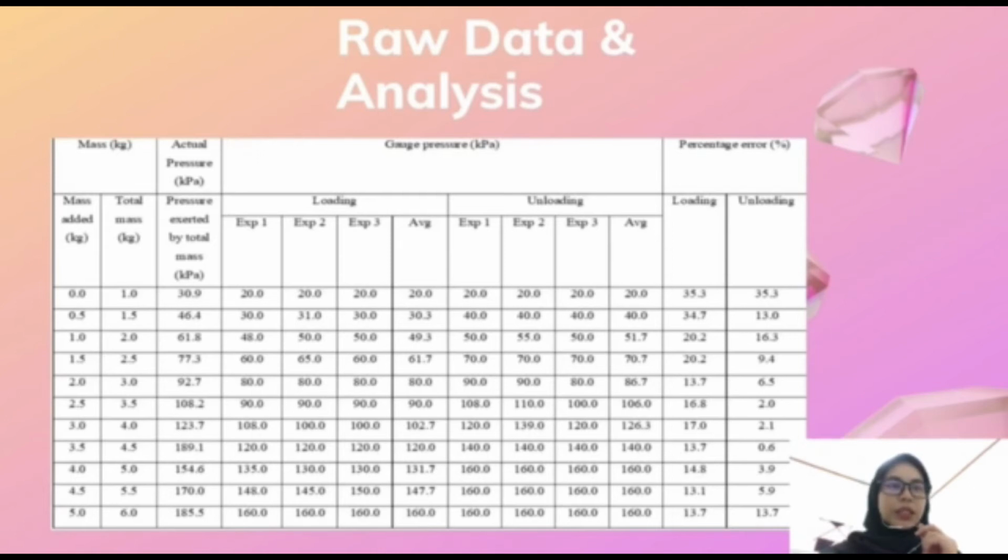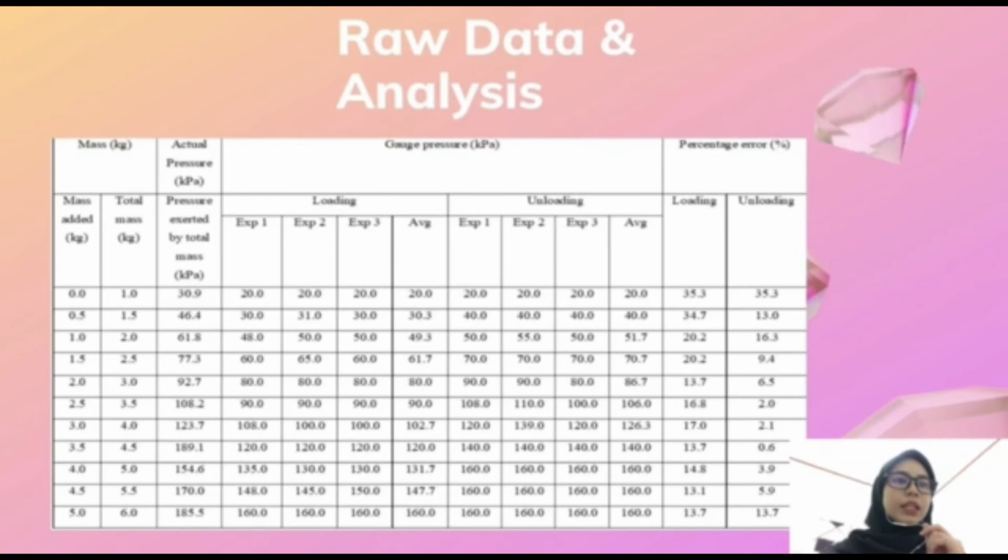But there are 2 categories for gauge pressure, which are loading and unloading. For each category, we took at least 3 readings of pressure for each mass. However, for total mass of 5 kg, 5.5 kg and 6 kg, the loading pressure is constant. The unloading pressure is constant. After taking 3 readings of gauge pressure for each mass, the average gauge pressure is calculated.